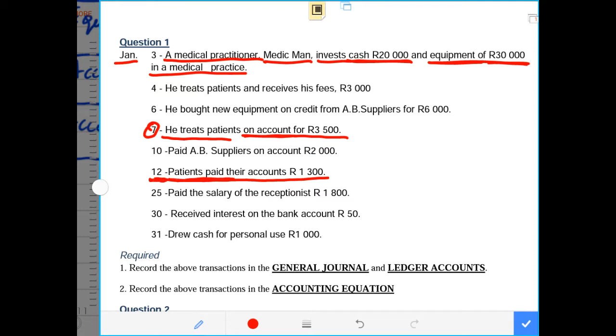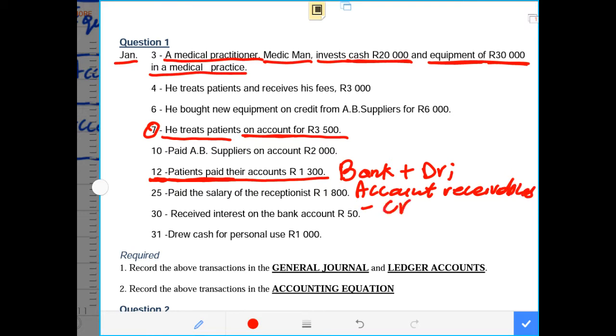It means we received money from the patient, and if we received money from the patient, it means our bank will increase, and we know that bank increased on the debit side. And now if we received money, it means the account of the customer must be decreasing. So now that means our account receivables will have to decrease, and account receivables decrease on the credit side.